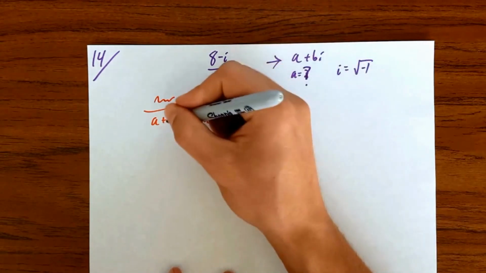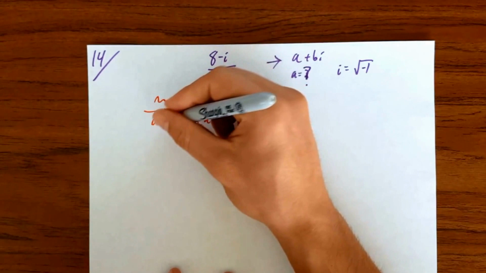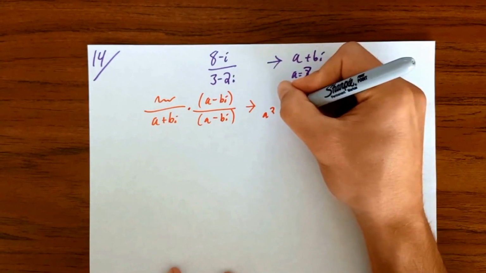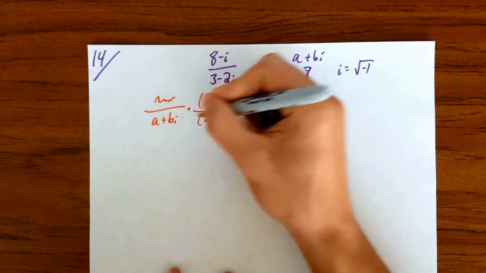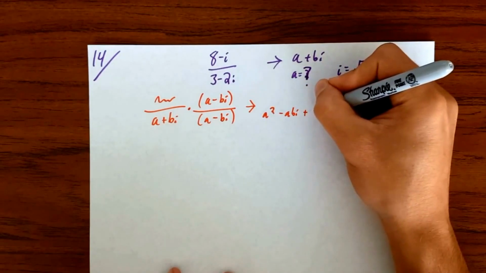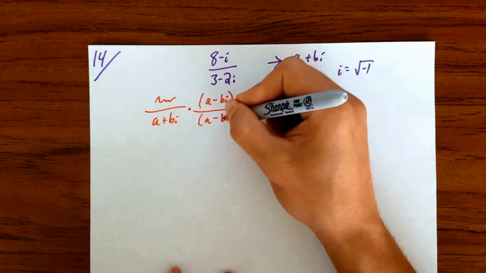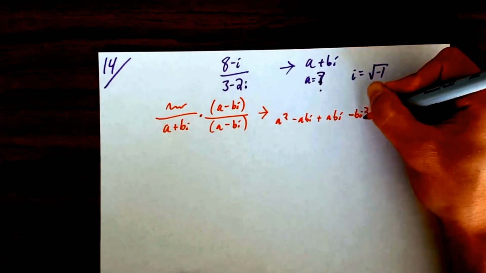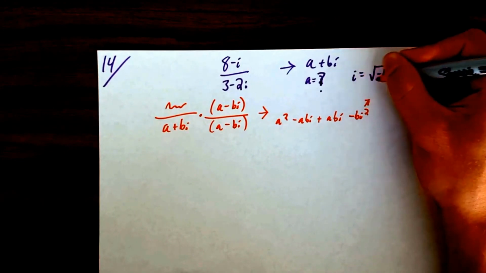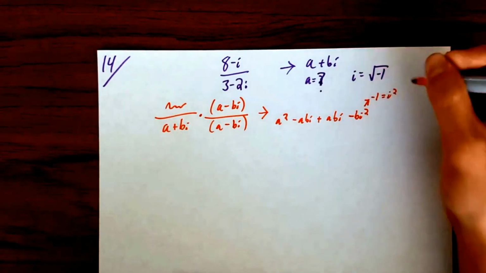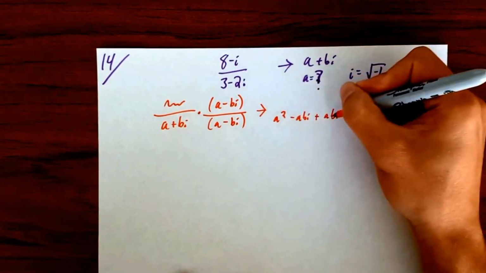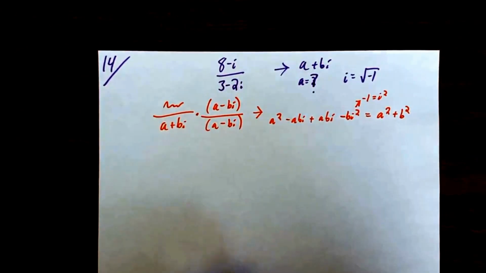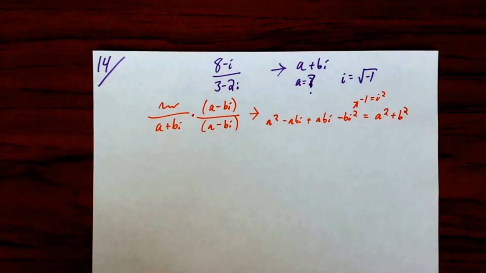So if you do that, you just multiply. a times a is a squared. a times minus bi is minus abi. bi times a is plus abi. And then bi times minus bi is minus b i squared, and i squared is minus 1. So minus abi and plus abi is 0, and you get a squared plus b squared. So we're going to do this here.